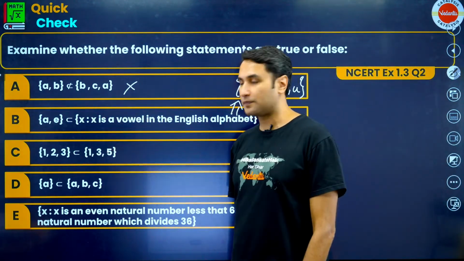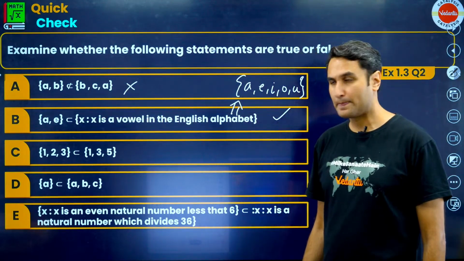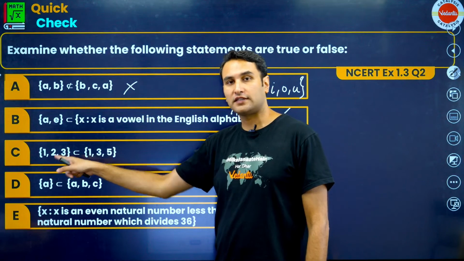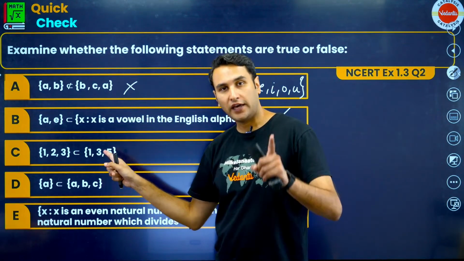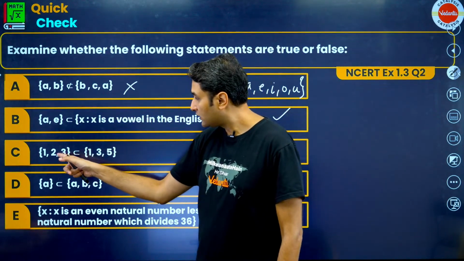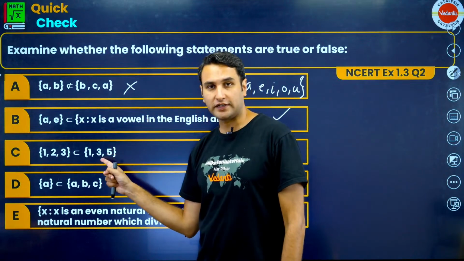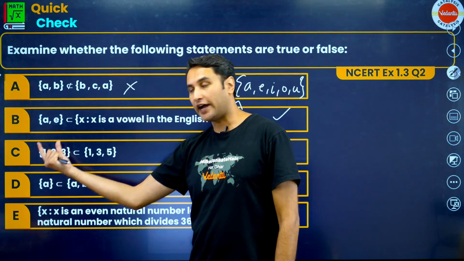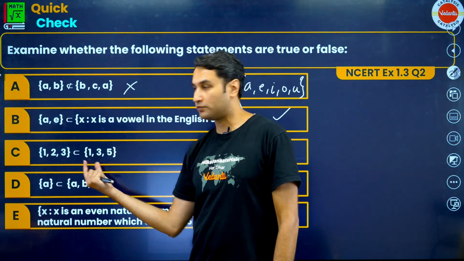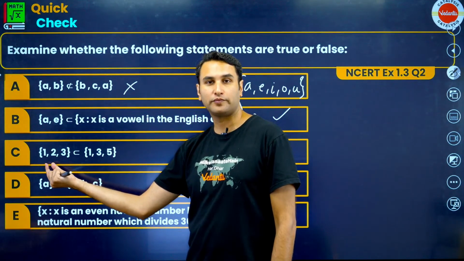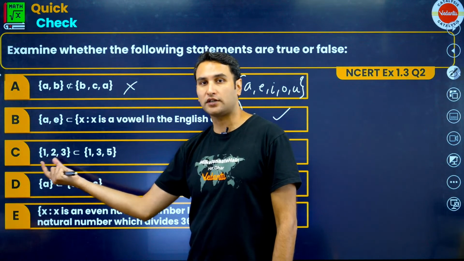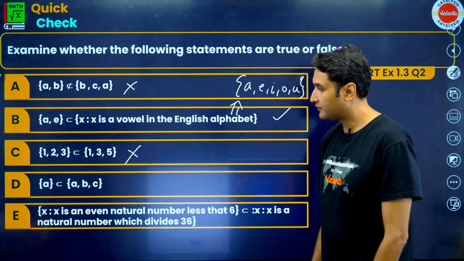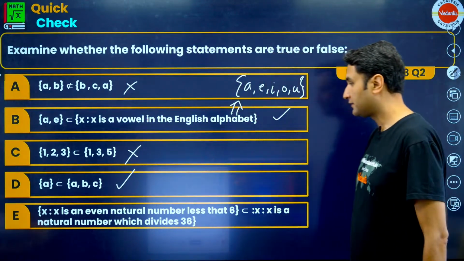1, 2, 3 is a subset of 1, 3, 5? No, not all the elements of this are present in this. Hence, because there is an element 2 which is not present here, right? So is this set entirely present inside this? No, because of this element 2. So this is not a subset of this, right? Not a subset. Definitely a subset.